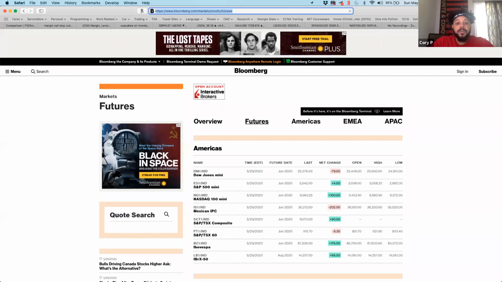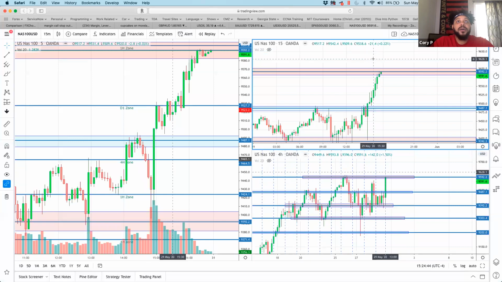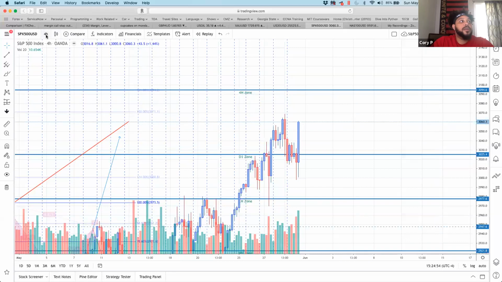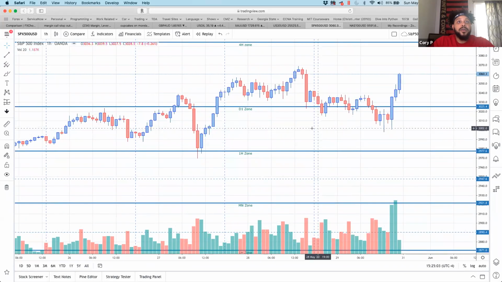Alicia asks: the moves are similar, do they move around the same time each day? Yep, all the pairs move generally around the same time. Let me show you something on S&P. Let's look at the hourly. There are a couple of times when these pairs move during the day. The main times are London and US, when the bigger moves typically happen. Then sometimes during the Tokyo and Sydney session, you might get a move after hours. So that's why you want to pay attention to volume.